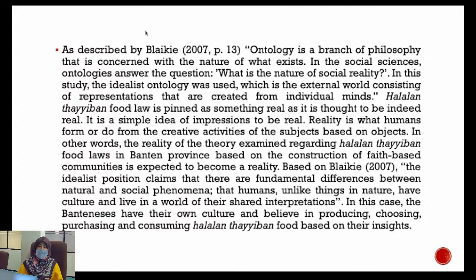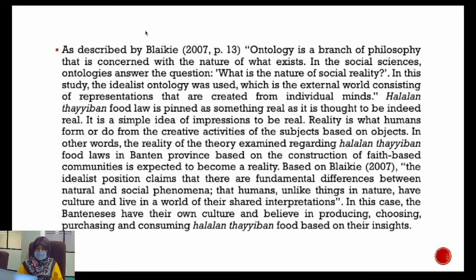In this study, the idealist ontology was used, in which the external world consists of representations that are created from individual minds. Halalan Toyyiban food law is painted as something real, as it is thought to be indeed real. It is a simple idea of impression to be real. Reality is what humans form or do from the creative activities of the subjects based on objects. In other words, the reality of the theory examined regarding Halalan Toyyiban food laws in Banten Province, based on the construction of faith-based communities, is expected to become a reality.